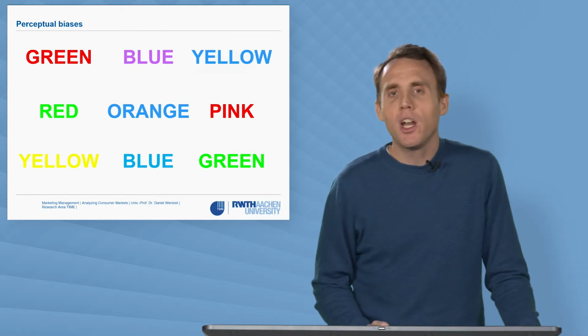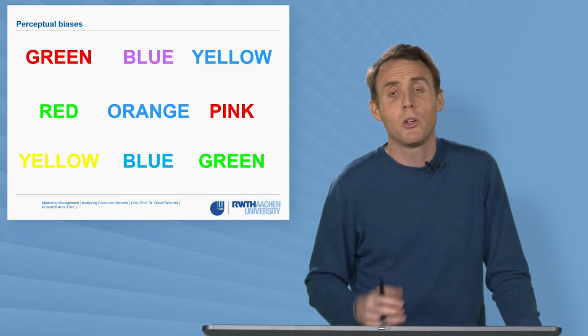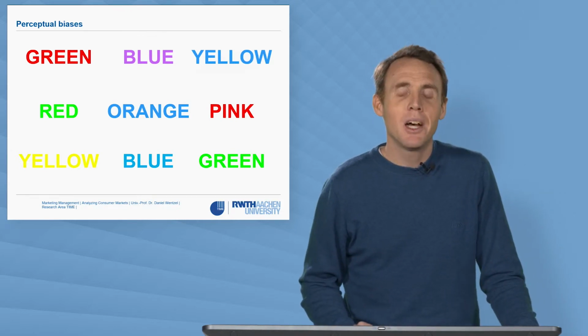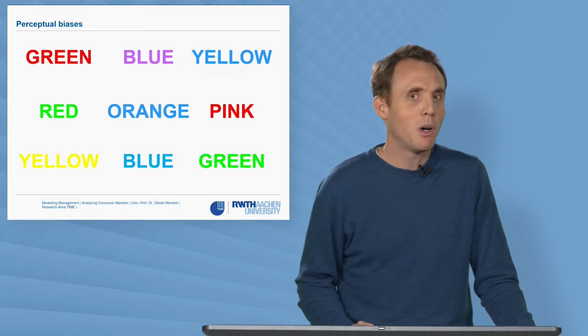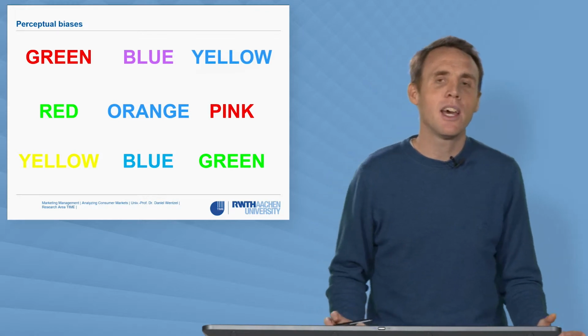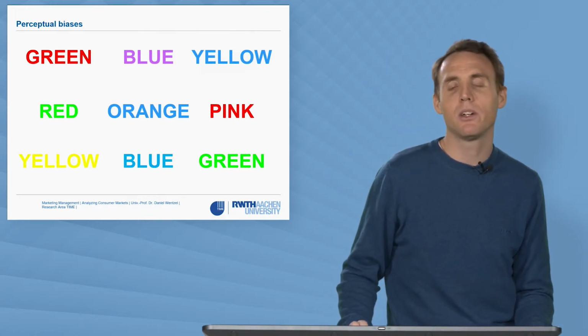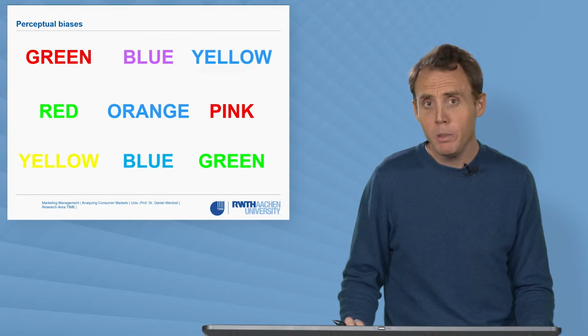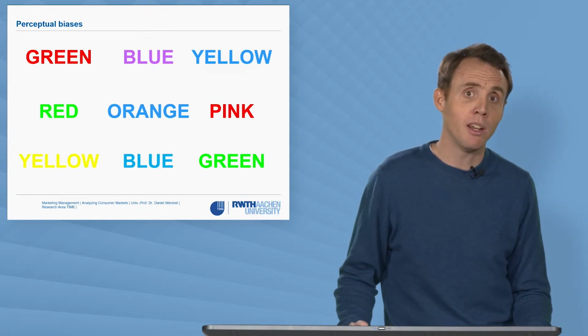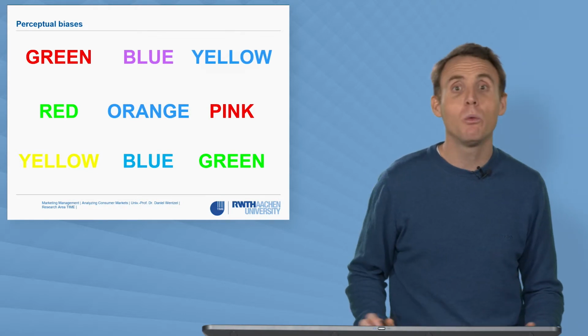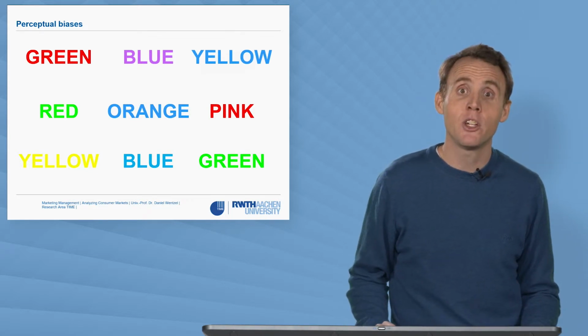Now, if you are like me, or if you're like most other people out there in the world, the first two rows should have been very difficult, or quite difficult. And why? Again, because I'm tricking you, right? Because there are two pieces of information, the word that you read and the color in which the word is written. And in the first two rows, these two pieces of information are at odds.